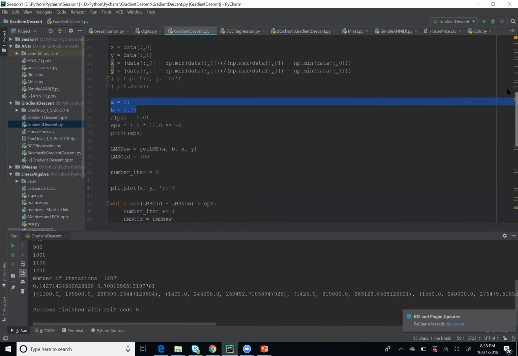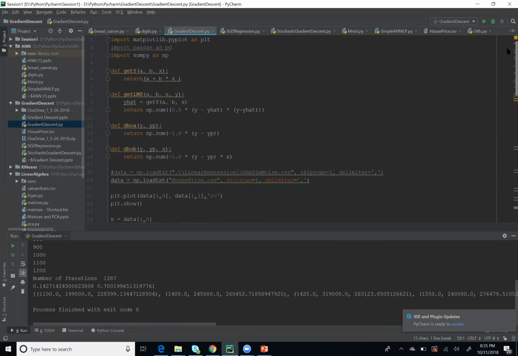So in this, let's look at the code. First I wrote a function which is ax plus b. Then I wrote another function which will give me the error, which is nothing but half of (y hat minus y) whole squared, right? So it is basically half of that. Then I did delta a.